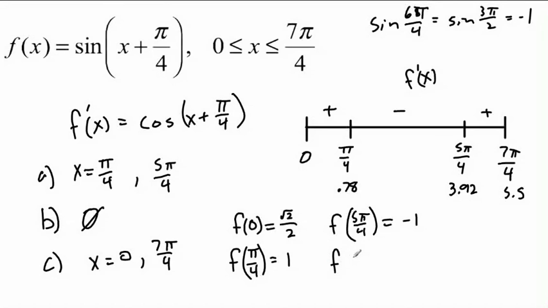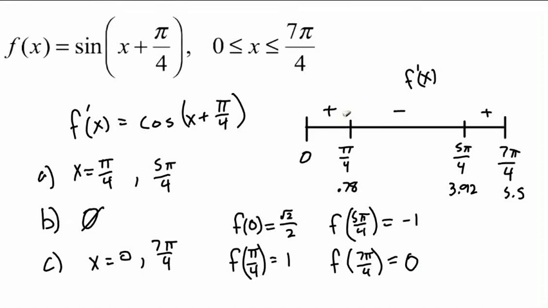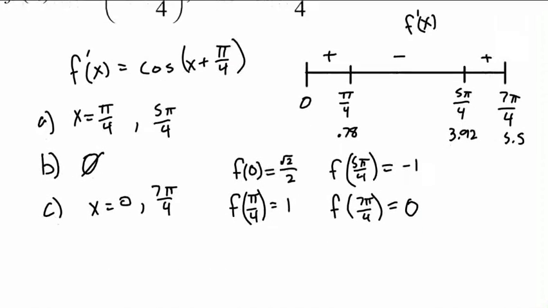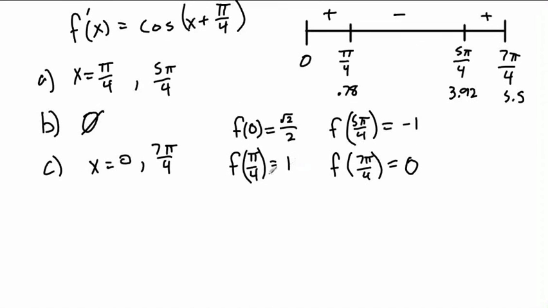And then we have f of 7 pi fourths. And f of 7 pi fourths is going to be the sine of 7 pi fourths plus 1 pi fourths, which is 8 pi fourths, which is 2 pi, and the sine of 2 pi is going to be 0. All right, now we got all our values. Now we got to talk about my max and min.